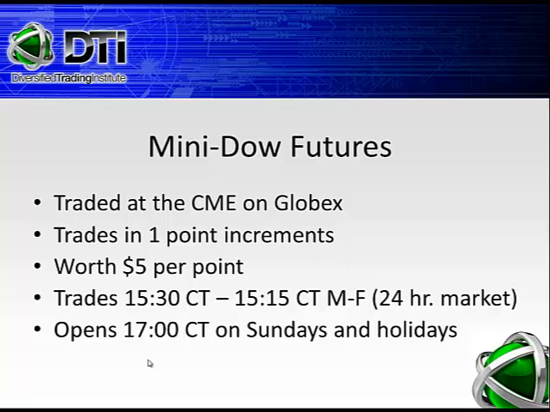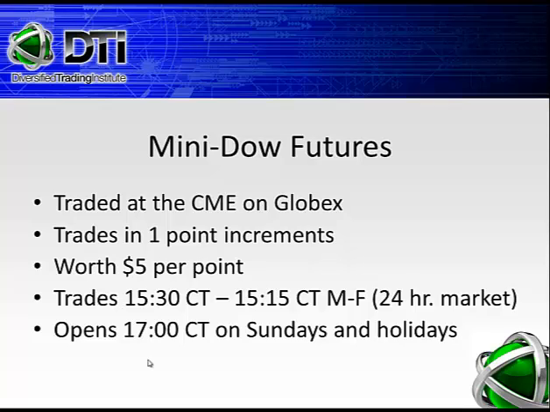The Mini-Dow trades in 1 point increments, and it's worth $5 per point. The big Dow futures is worth twice that. And they have an even bigger Dow, which is worth $25 a point, but we're just going to be focusing on the Mini-Dow here. It trades from 3:30 in the afternoon Central Time up to 3:15 p.m. Central Time the next day. So it's virtually a 24-hour market, not quite 24 hours.